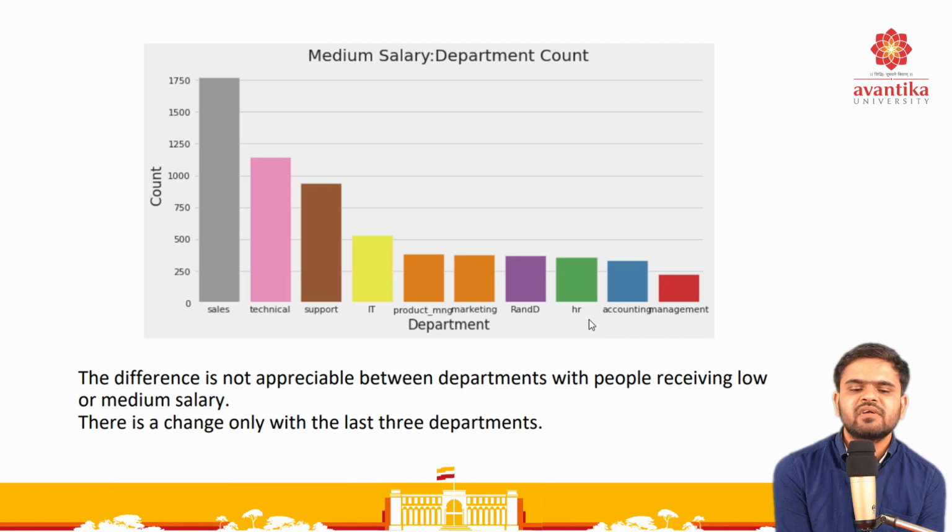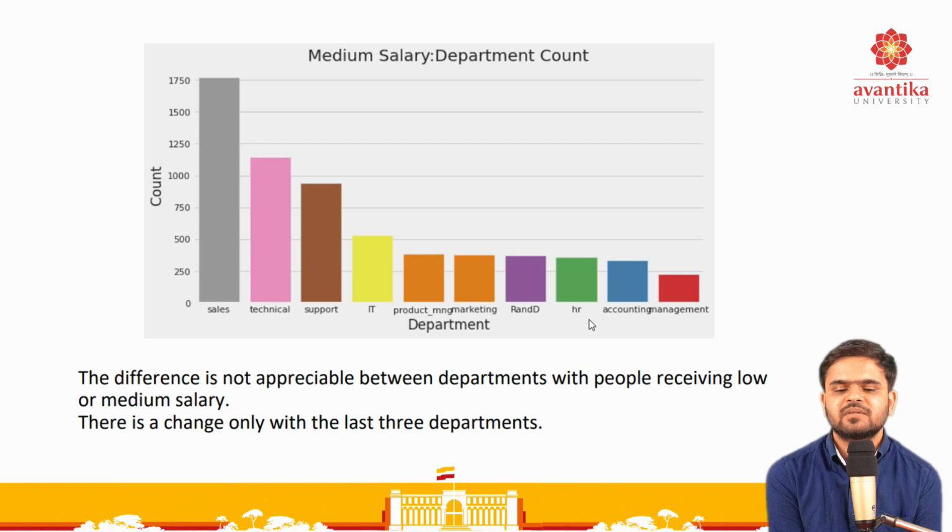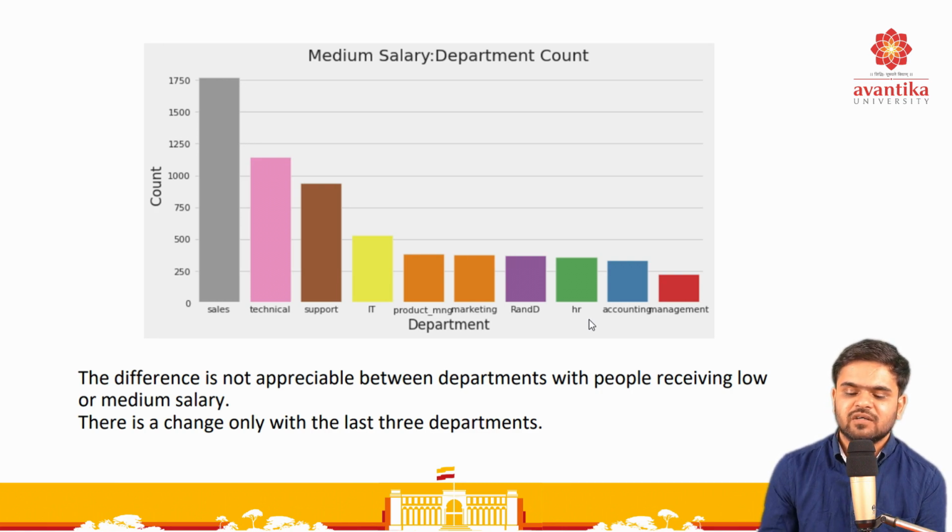For the medium salary range, the difference is not much appreciable between the departments with people receiving the lower salary or the medium salary. There's a change only with the last three departments, HR, accounting and management. In the previous slide, we observed that accounting and HR might have swapped their places when we talk about salary terms. Okay, so sales is still leading.